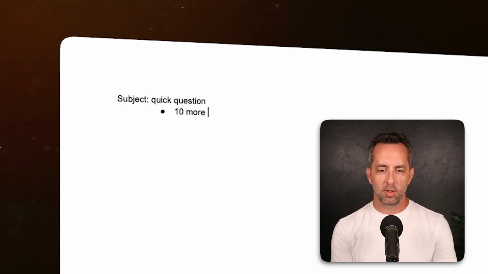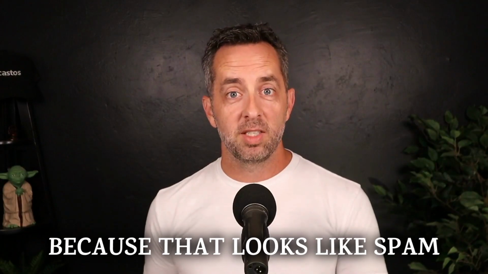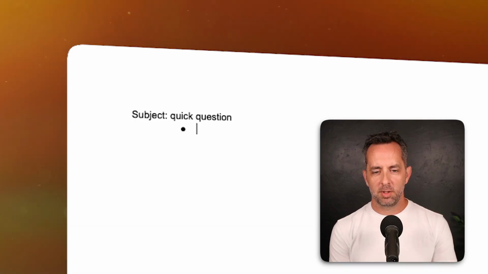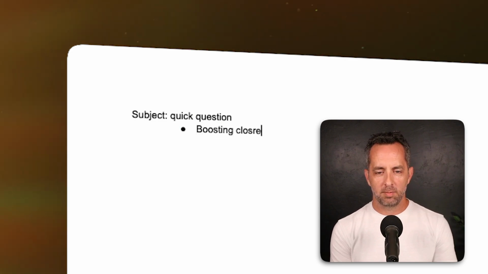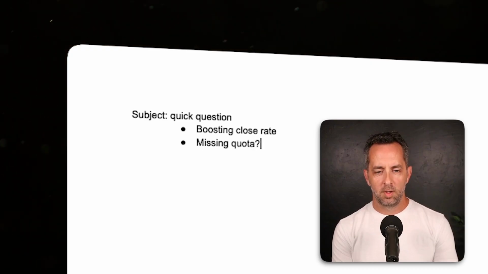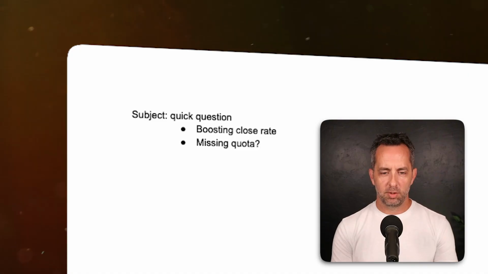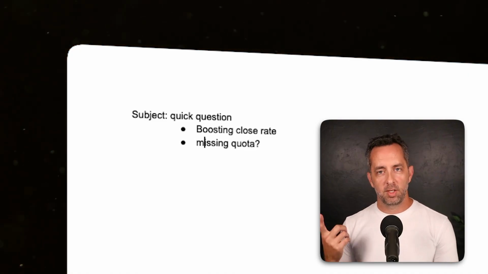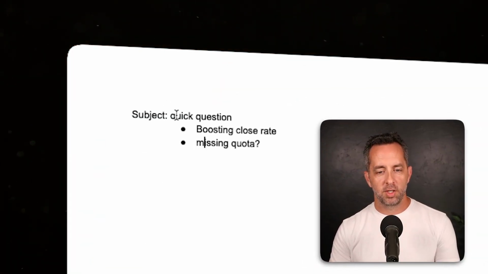What I don't want to do is send a subject line like "10 more leads this week" because that looks like spam. What we'll do instead is maybe something like "boosting close rate" or "missing quota." That'd be a good one, right? Pretty interesting. Google Doc is capitalizing this, but I would leave this lowercase, right? So it sounds like it's coming from a friend. The thing that these two have in mind, right? "Quick question" and "missing quota," they pique the curiosity of the reader, and the reader then is like, ooh, interesting. What's going on here? I got to read this to learn more.